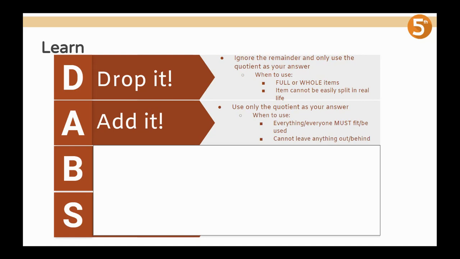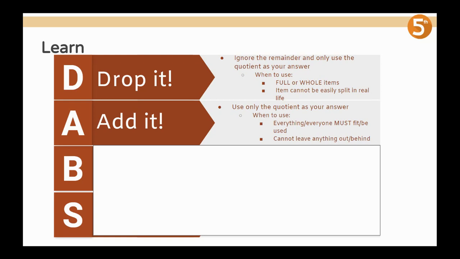We talked about the importance of word problems and how they give meaning to our numbers, so then we can decide what is the most reasonable way to use my remainder. Yesterday, we talked about dropping it completely and just using the quotient as our answer when the question asks for a full item or how many whole things could be divided.